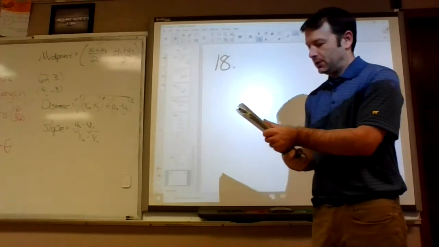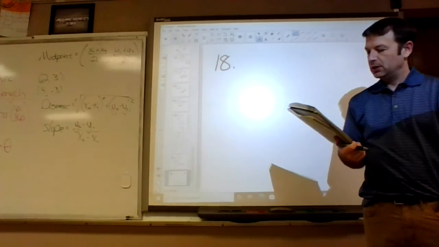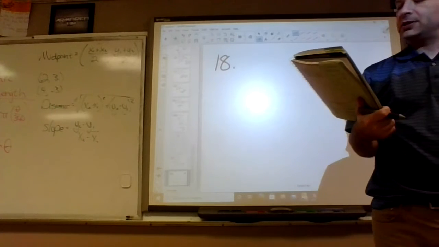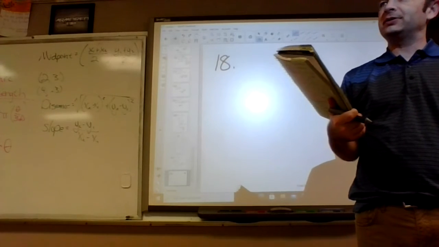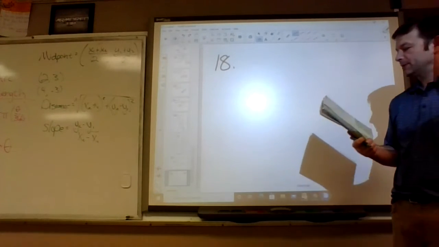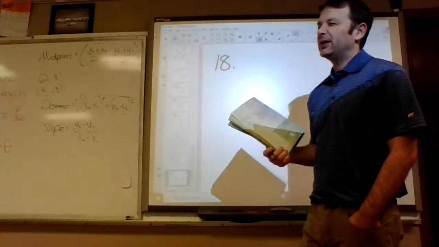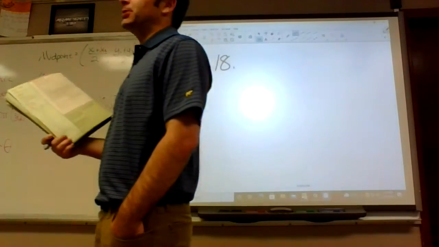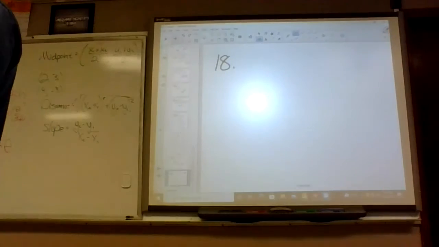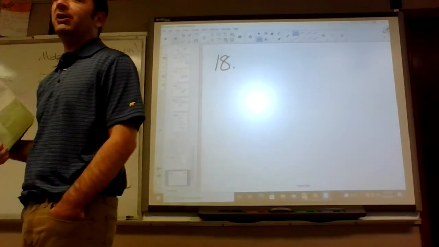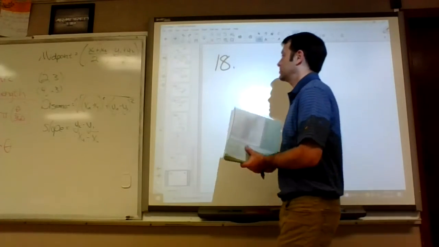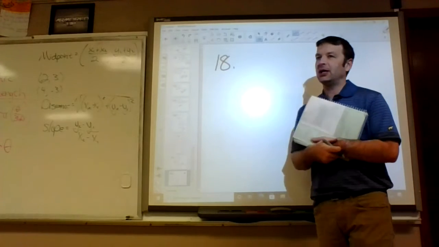Okay, number 18. Sam makes twice as much per hour as Kathy. This one's kind of a doozy. Okay, that right there, Sam makes twice as much per hour as Kathy, we can write that as an equation. How can I write Sam makes twice as much as Kathy per hour?